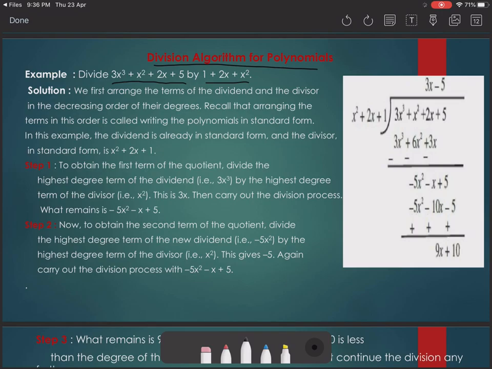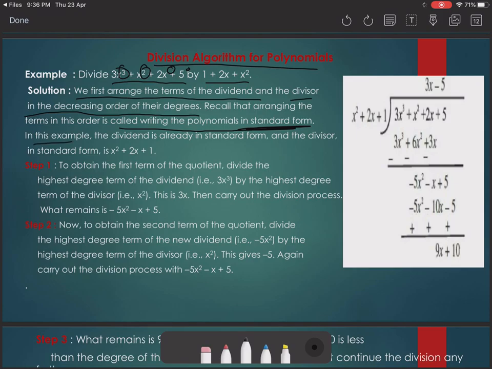We will recall it. So first we arrange the terms of the dividend, which we have to divide, and the divisor, from which we have to divide, in the decreasing order of their degrees. That means first the highest power, then lowest, and then the constant term. This is called writing the polynomial in standard form. That means first we have to write all polynomials, both dividend and divisor, in the standard form.